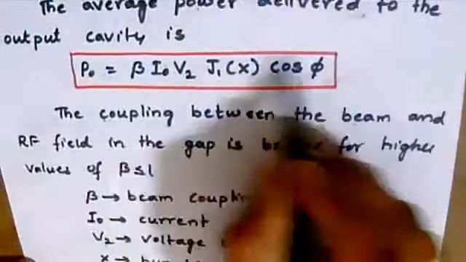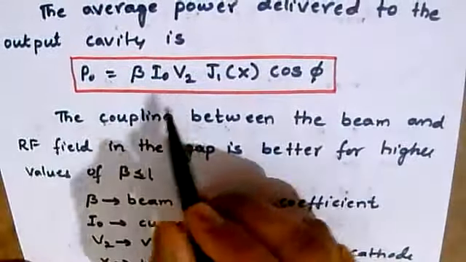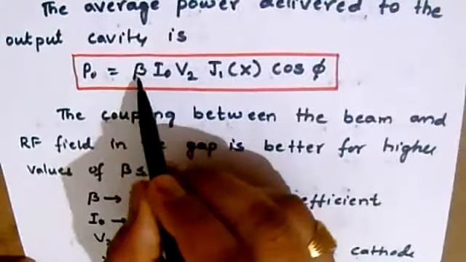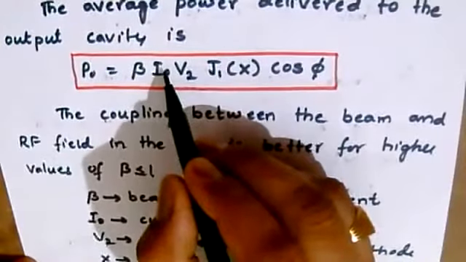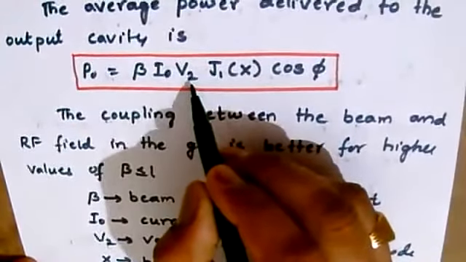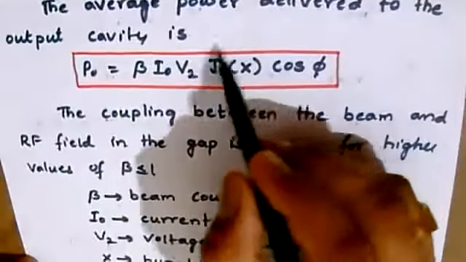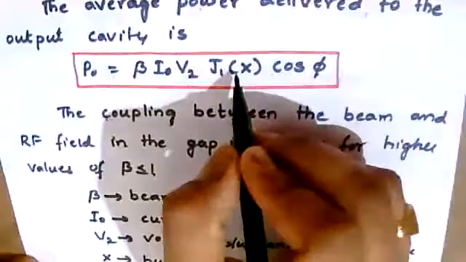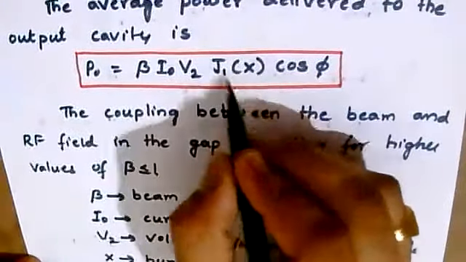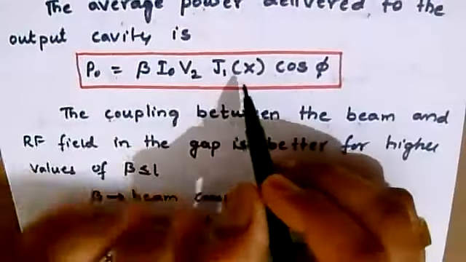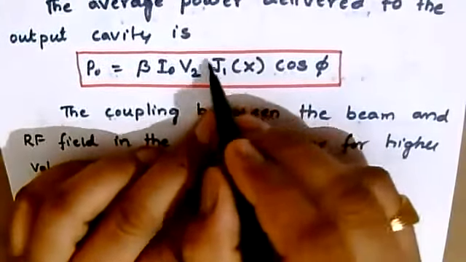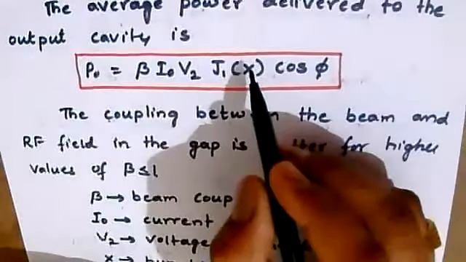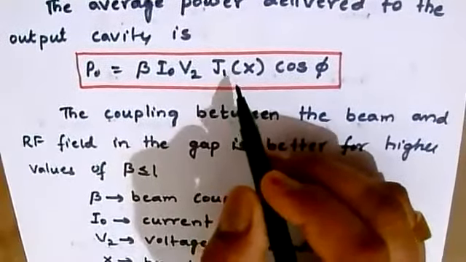So this is the final expression we got for the output power. Beta is the beam coupling coefficient, I naught is the output current, and V2 is the voltage which is applied, and here J1 of X, where X is nothing but the bunching parameter of the klystron. J1 of X is a parameter obtained by making use of a graph, which I'll be showing.